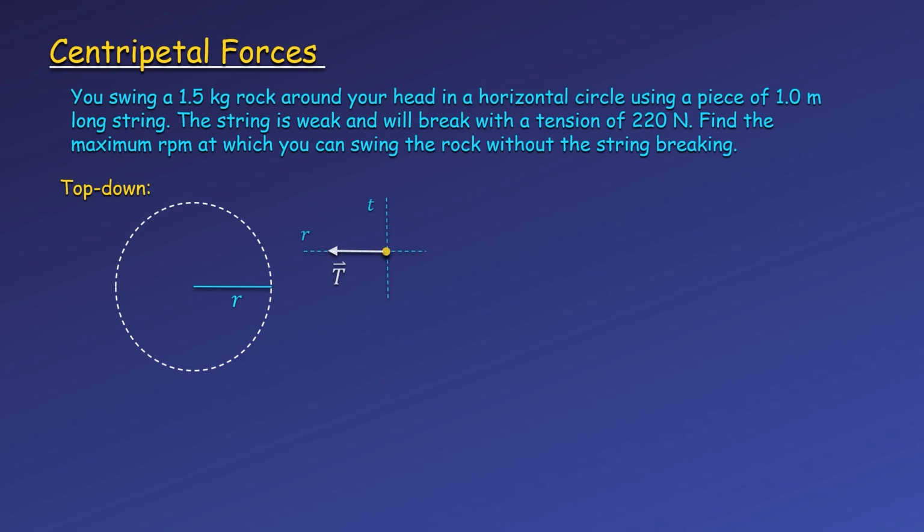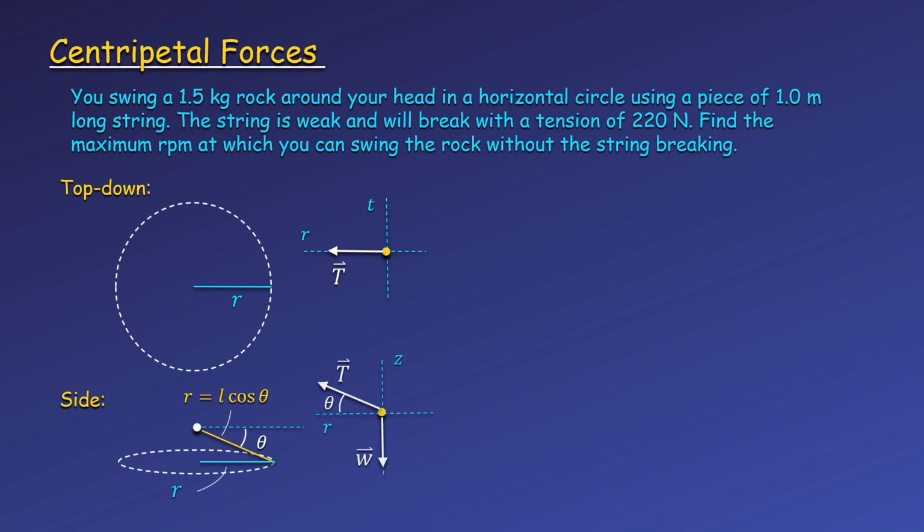However, we also need to look at the side view. The string and rock will make a slight angle with the horizontal, and we'll call this angle theta. If we think about it, this must be true, because if the tension were completely horizontal, there would be no vertical force to cancel the weight of the rock, and this means the rock would accelerate downward. So in order to keep the rock in a level horizontal circle, there must be an upward component of the tension to cancel the weight and keep the rock from accelerating vertically.